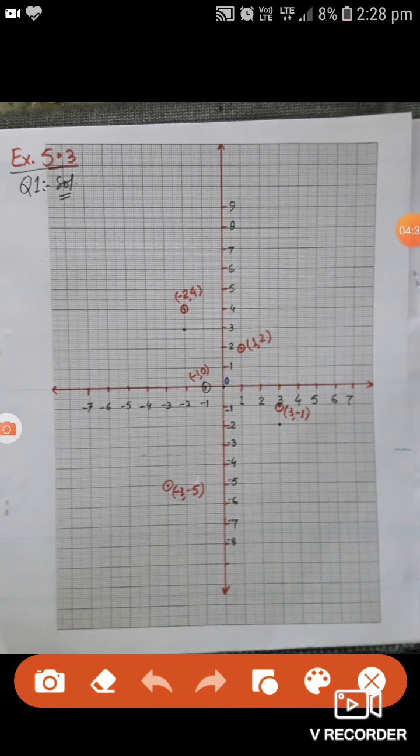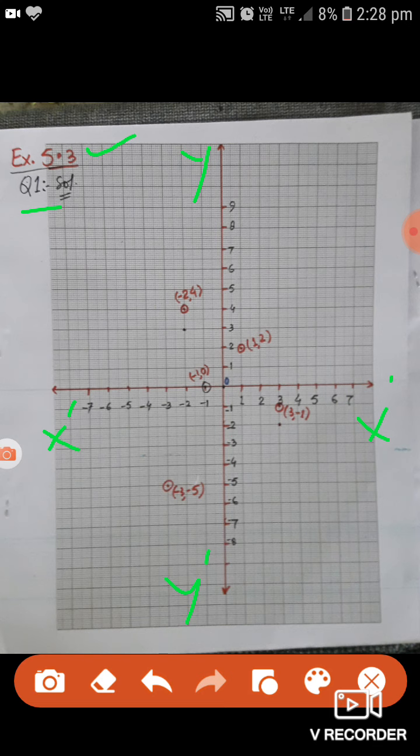Now comes question number 1 of exercise 5.3. We had to say in which quadrant or on which axis the following points will lie, and verify by plotting the points in the xy plane or the coordinate plane. So here we will draw two axes: x-axis, x and x prime, and y and y prime are the two coordinate axes over here.